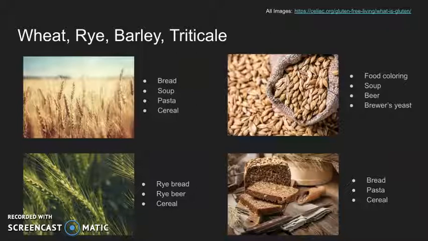Wheat is most commonly found in things like bread, soup, pasta, and cereal. Rye is most commonly found in things like rye beer, rye bread, and cereal. Barley is most commonly found in things like food coloring, soup, beer, and brewer's yeast, while triticale is most commonly found in things like bread, pasta, and cereal.